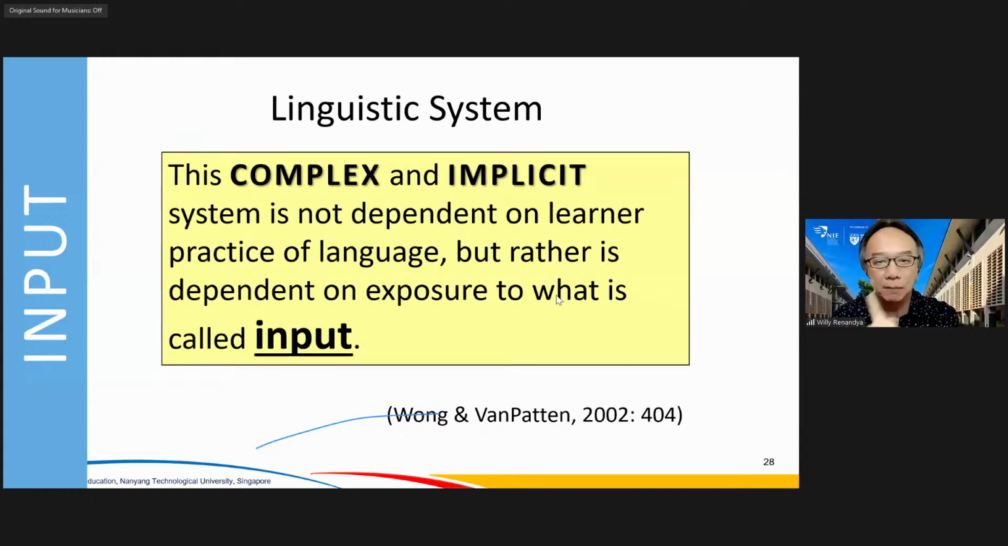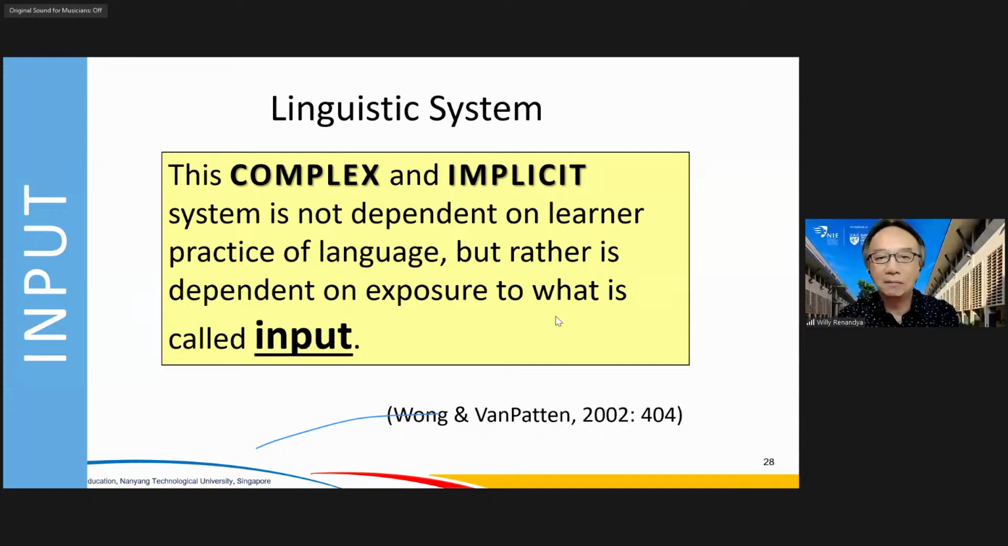So it's complex. Number 2, which is very important, is this, that this system is implicit, tidak explicit. This system is implicit. Implicit means you have it. You know that you can make use of that system for communication, but you may not be able to explain it. You may not be able to describe why using the present tense. You may not be able to describe why using the past tense in this context or situation. That knowledge is implicit.